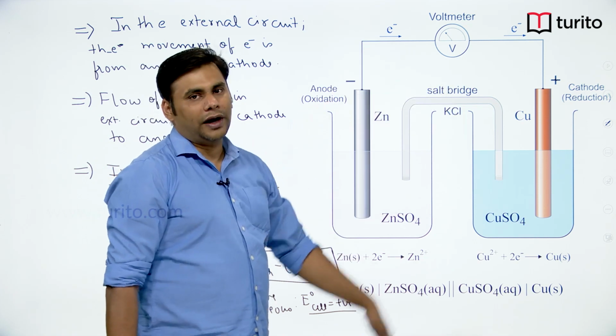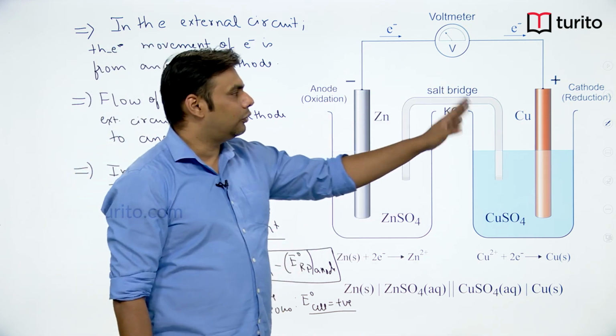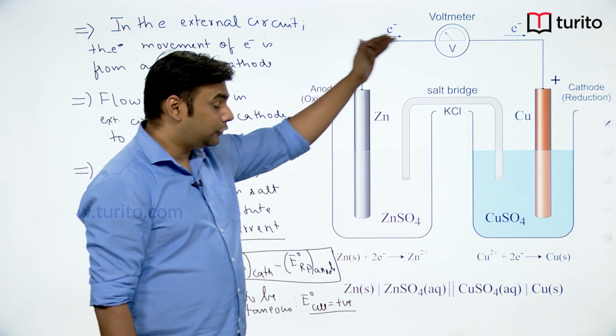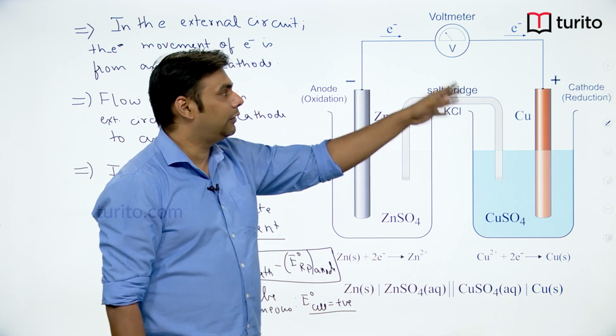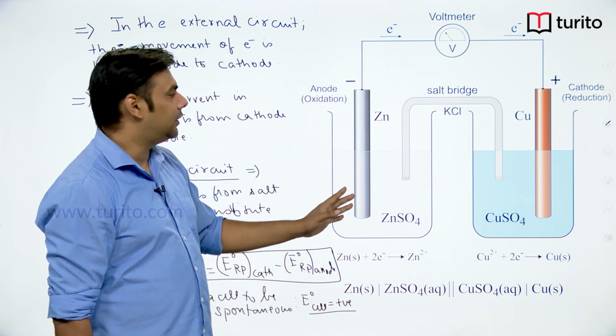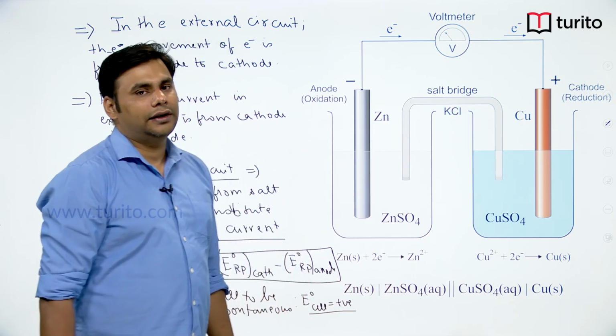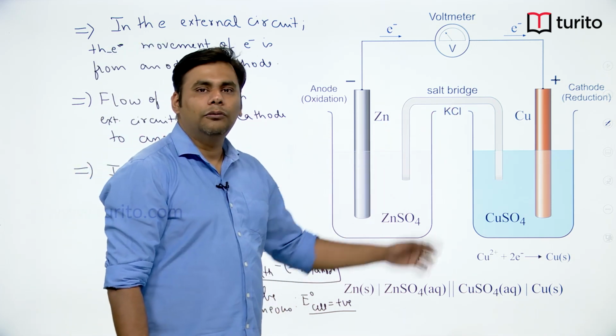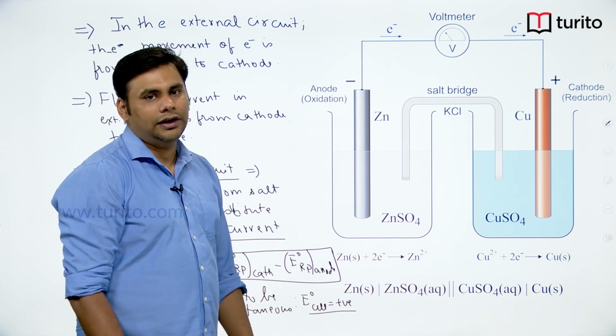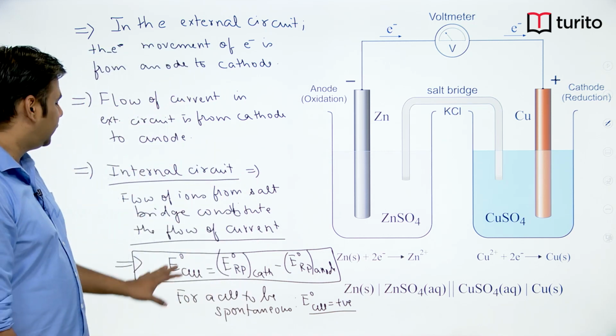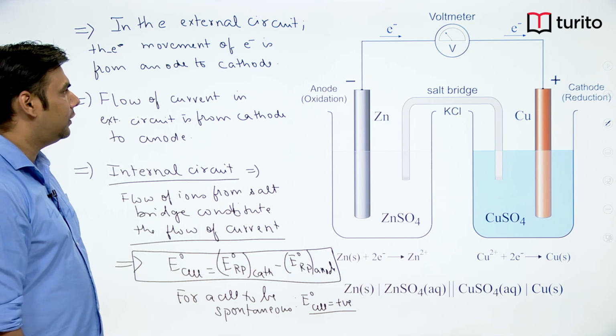The electron flows from anode to cathode. The flow of current would be from cathode to anode in the external circuit. In the internal circuit, the flow of current is maintained by the movement of ions from the salt bridge in the solution. So this is how you can find the EMF of a cell.